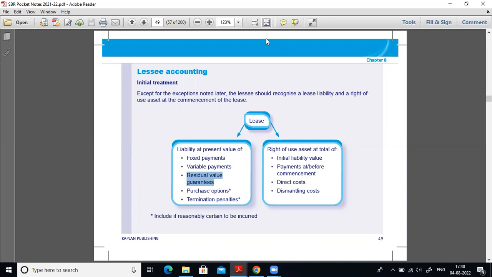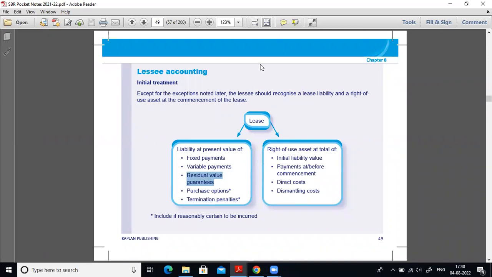Can I assume that all five elements which are to be included in the lease liability are clear? Yeah. So then, right to use of asset.